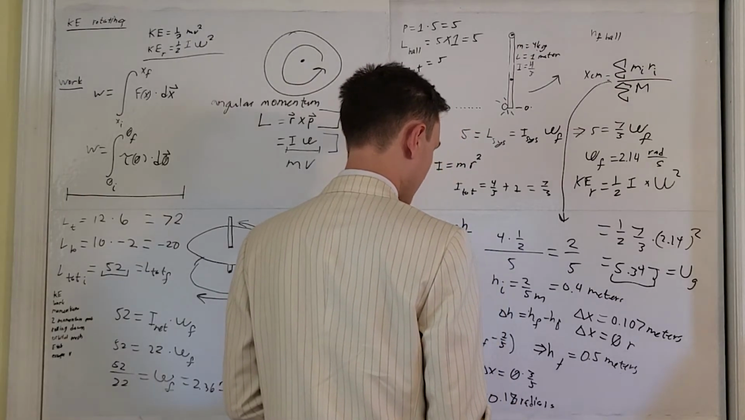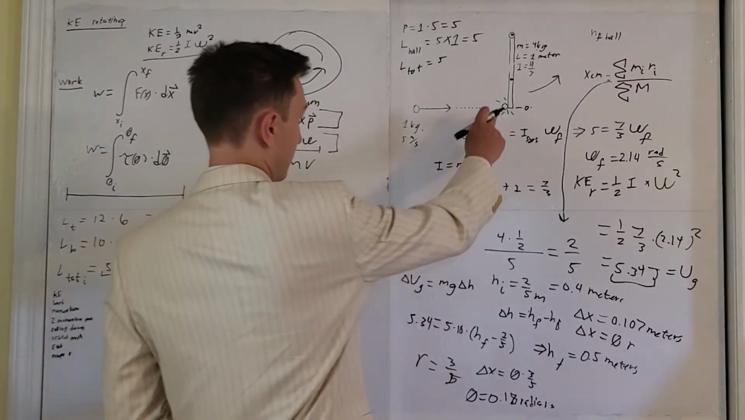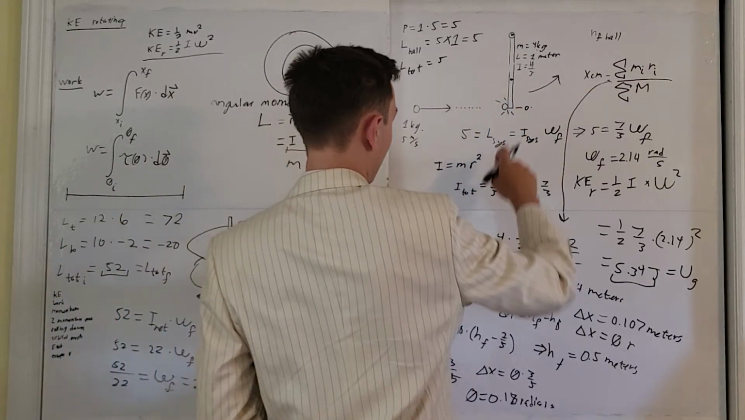0.18 radians. Now I know the theta that I've traversed through. Now I can calculate the final height that the ball reaches. Okay.